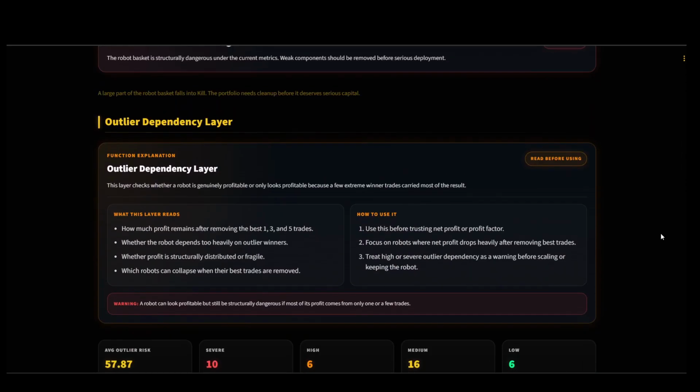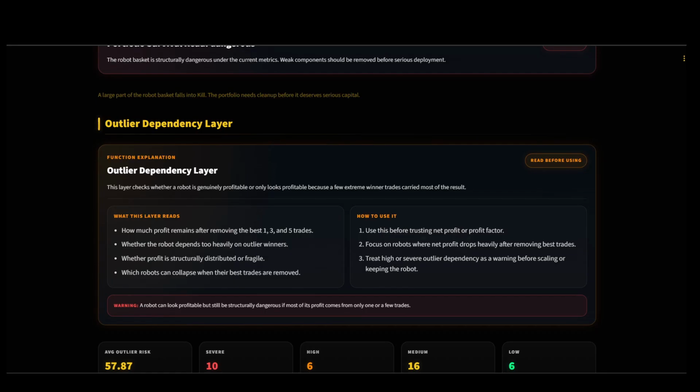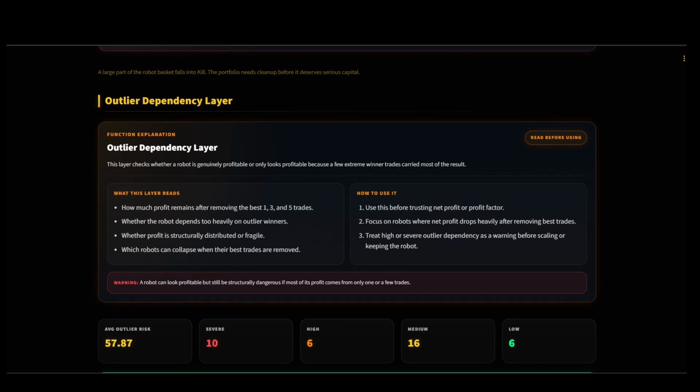And this is honestly one of the most important parts of the entire workflow. Because a robot can look profitable on the surface, while most of the actual profit only comes from a few extreme winner trades. So what this layer does is very simple. It starts removing the best trades from every robot one by one. First the best trade, then the best 3 trades, then the best 5 trades. And after every removal, the tool recalculates the remaining net profit.